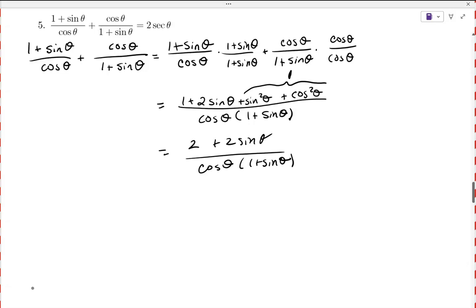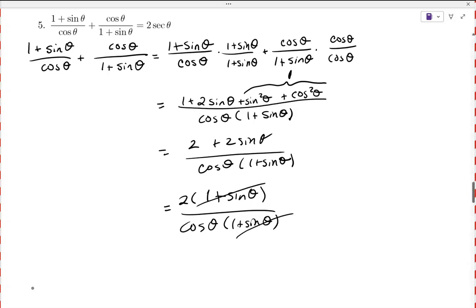What can you do on top now? You can factor out a 2. Good. And what did we say we wanted to go away? And what happens? They cancel out. Good. All right, those go away. We see 2 over cosine theta, which really then is 2 secant theta.